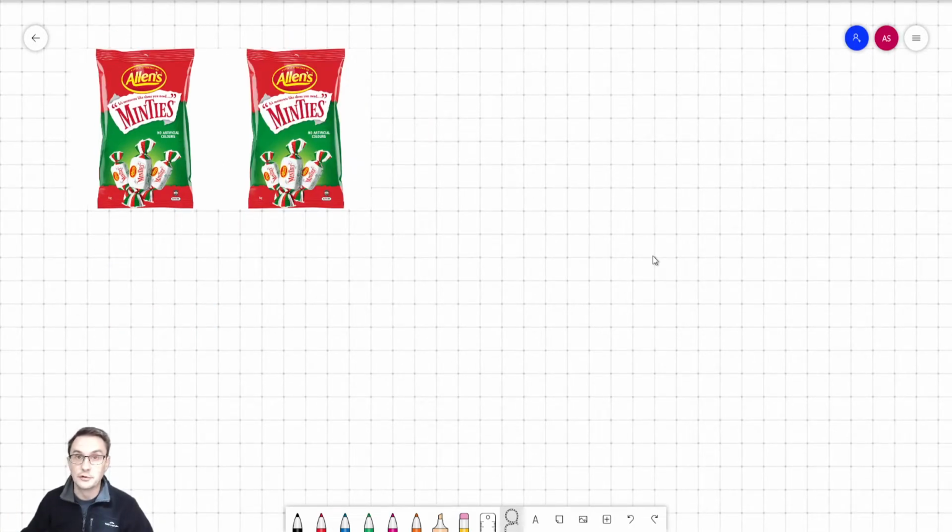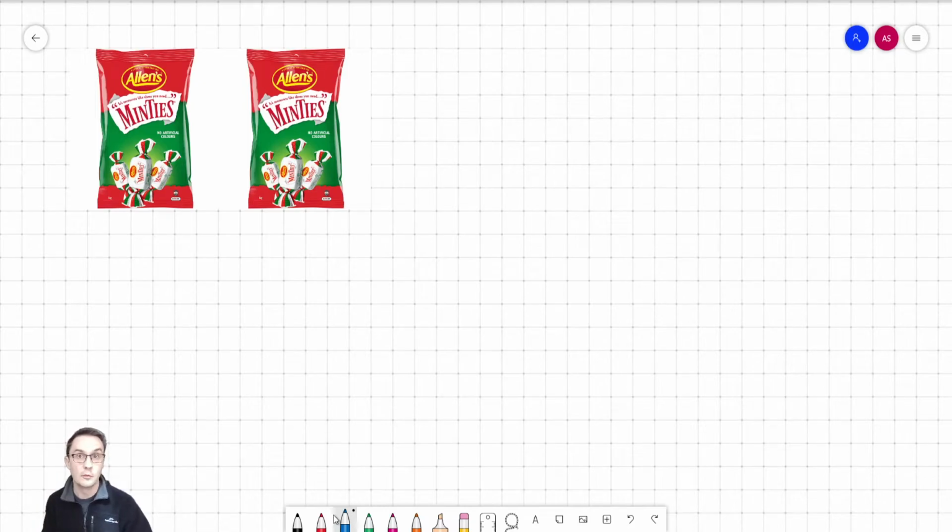Now, in this example, you can see I've got 2 packets here. If I have to represent the number of packets which I have right now, I'm going to use X because I don't know how many minties are in each packet. However, what I am assuming here is that the number of minties in each packet is the same. So there might be 10 in each packet, so I've got 2 lots of 10, which would represent my minties. Maybe there's 20 minties in each packet, so then I would have 2 times 20 to represent that.